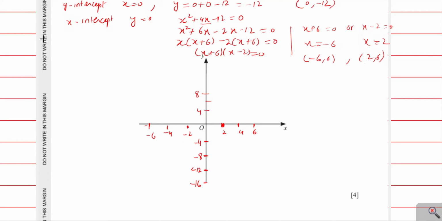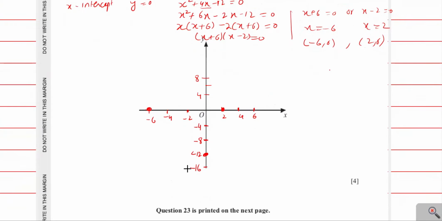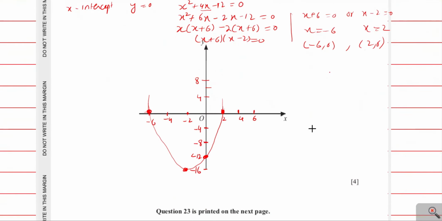To draw the graph, firstly we mark the x and y intercept points. Here the x-intercept points are (minus 6, 0) and next is (2, 0). And the y-intercept is (0, minus 12). And the turning point here is (minus 2, minus 16). This is the turning point. And we will join these points. After joining these points, look here, this is the quadratic graph and this is the solution.